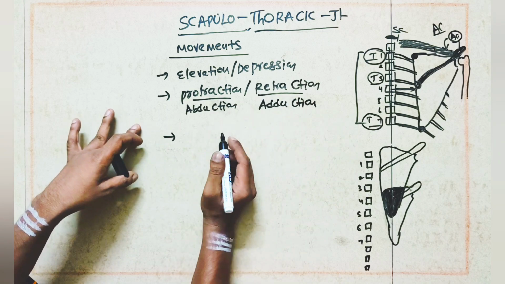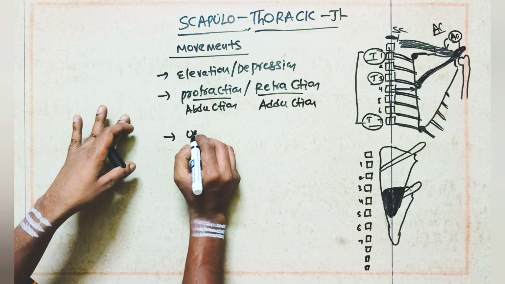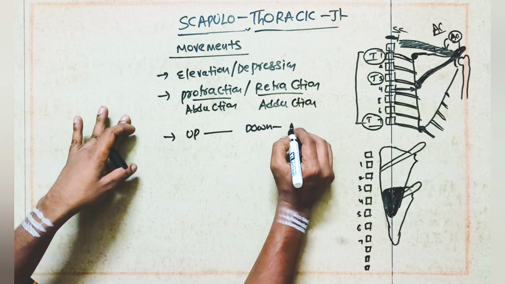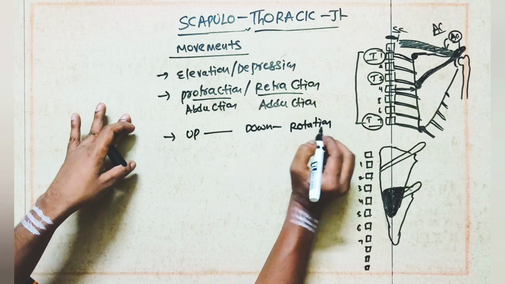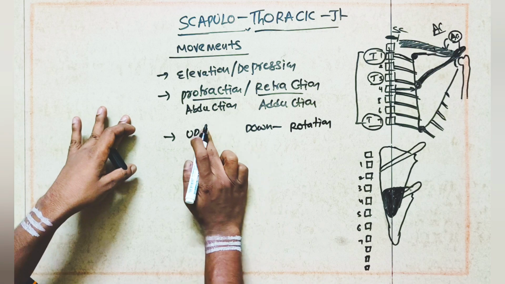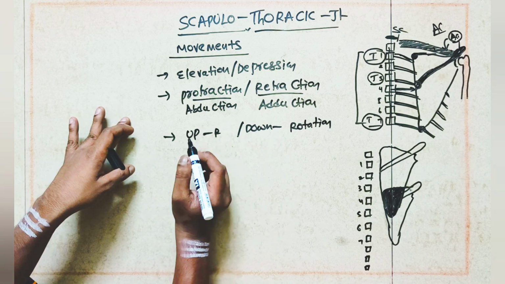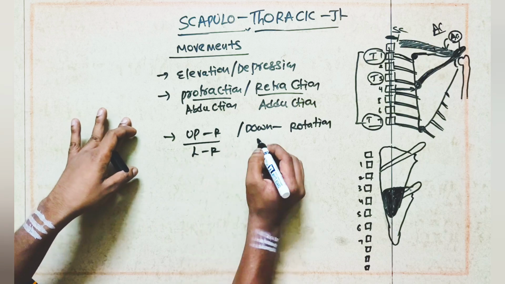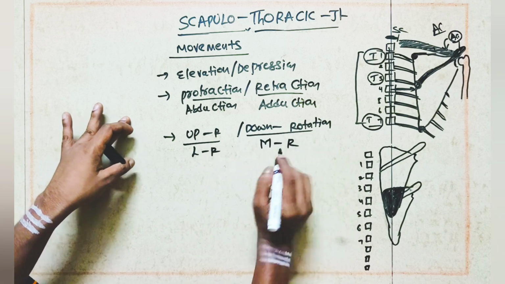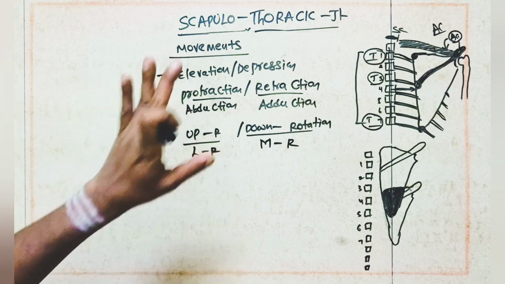The third way of movement here is upward and downward rotation. Upward rotation is also known as lateral rotation, and downward rotation is also called medial rotation. So these are the movements we can see in the scapulothoracic joint.